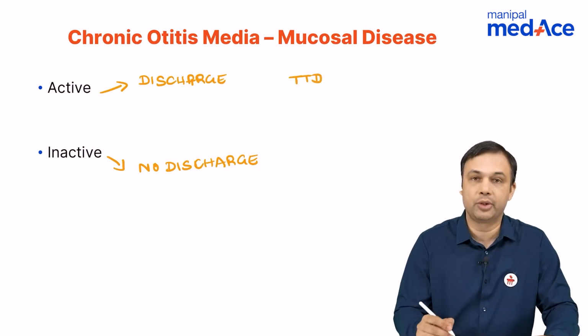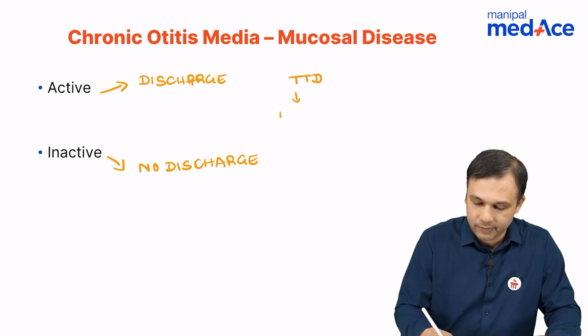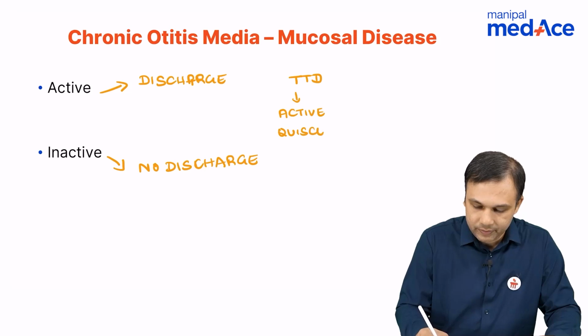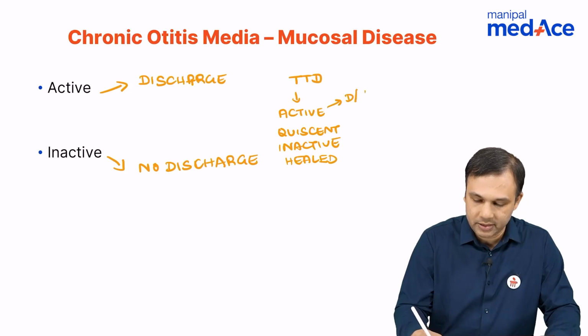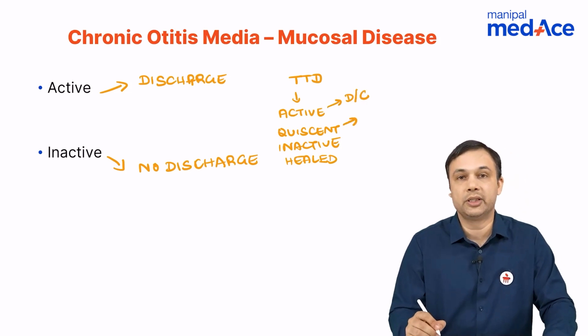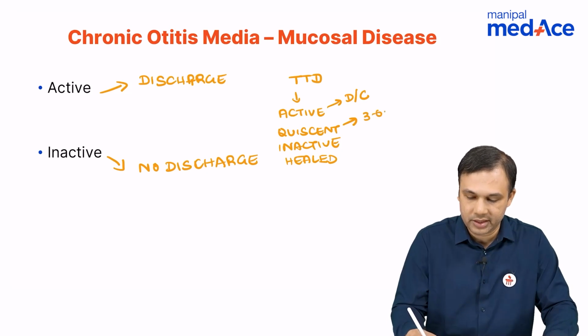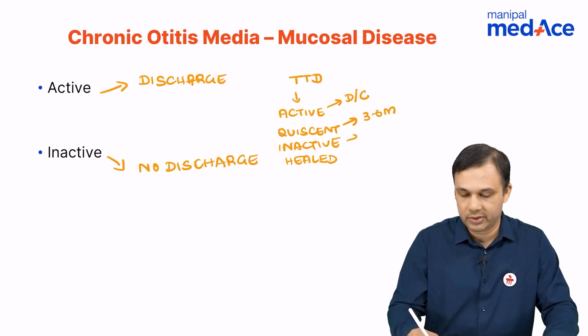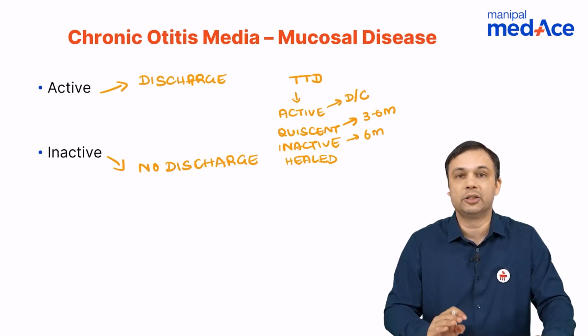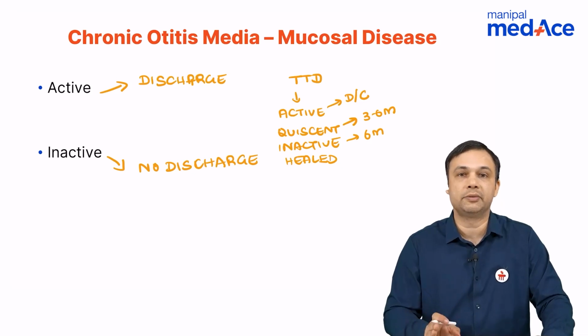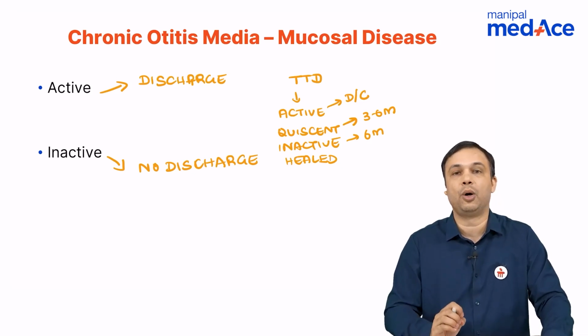So, when we were talking about tubotympanic disease, it had 4 stages, that is active, quiescent, inactive and healed. So, in that staging system, active was when discharge was present. In quiescent stage, there was no discharge or intermittent discharge for a period of 3 to 6 months. Inactive stage was when there was no discharge for 6 months, and healed stage is when the tympanic membrane had healed. So, this was the old classification. The new classification either classifies it as active or inactive.